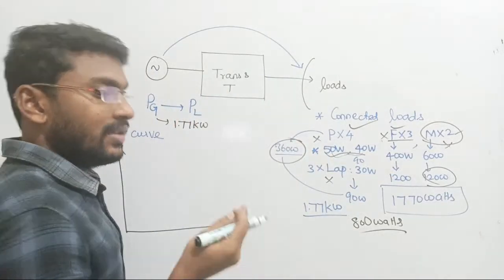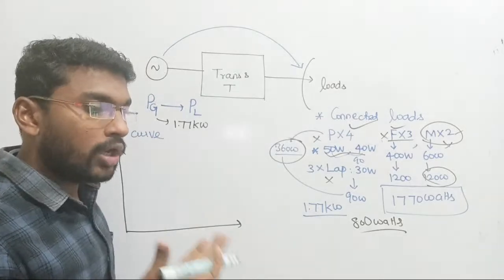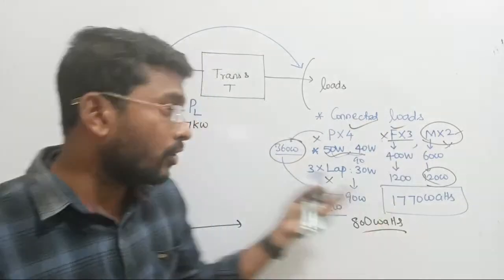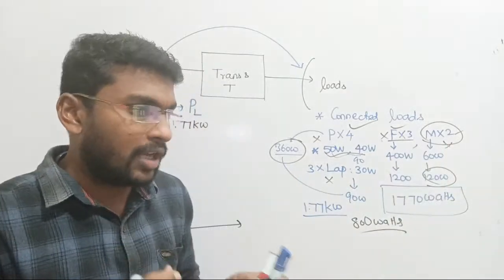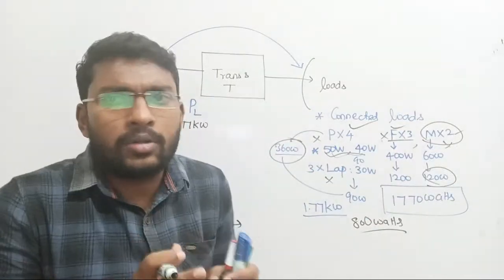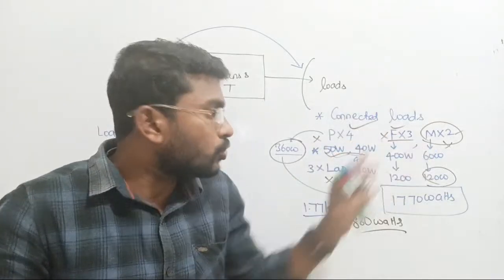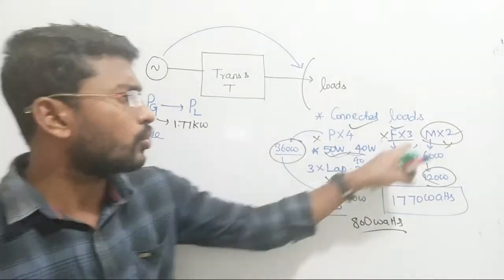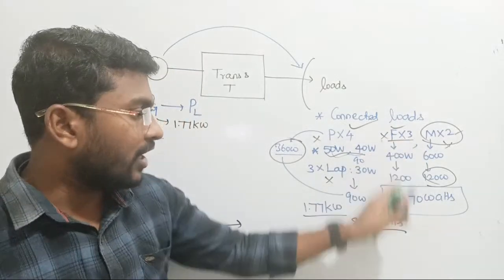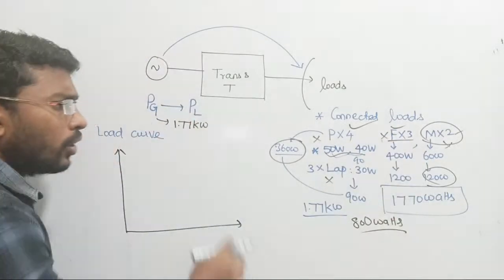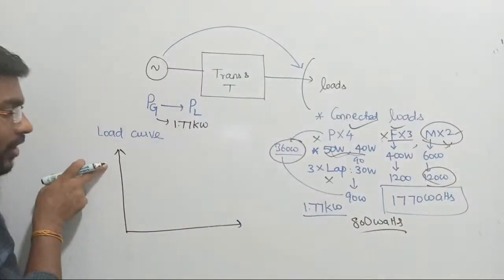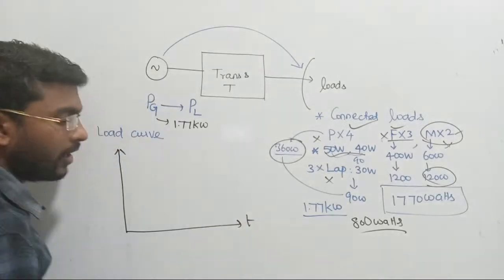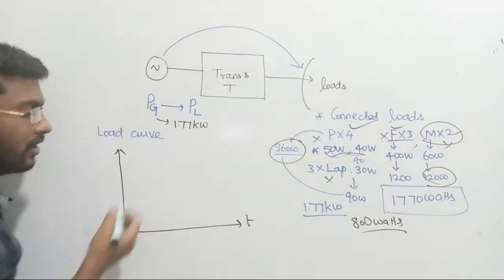So it depends on the time period. Over 24 hours, at some times we are not going to operate any loads, but at some times all the loads might be utilized. At some times we are going to use only the fan. Now at 1 o'clock, in the afternoon, during lunch time, we might use only what? Fans. So the fans are the power consumers. Based on this, let me draw the load curve for one day, with respect to time period.